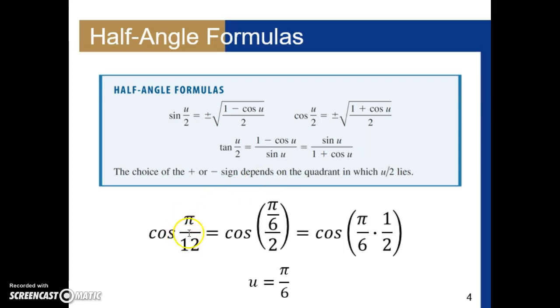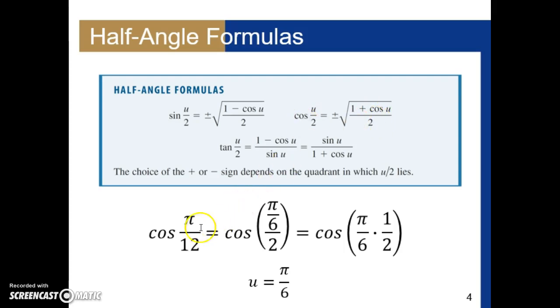Sometimes they're pi over 12 or pi over 8. And so we use these half angle formulas to change into a known or exact value angle measure. So for instance, let's look at cosine. The cosine of the angle u, which is going to be an exact value angle measure, divided by 2 equals plus or minus the square root of 1 plus cosine of u over 2.